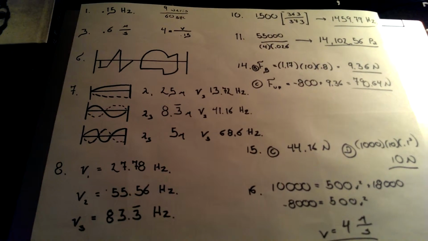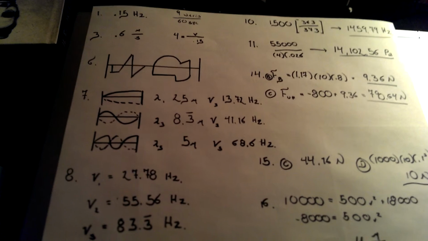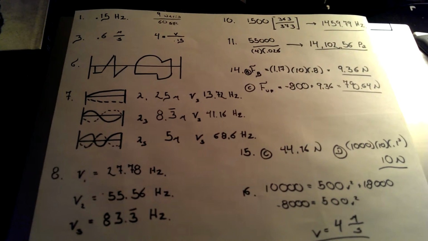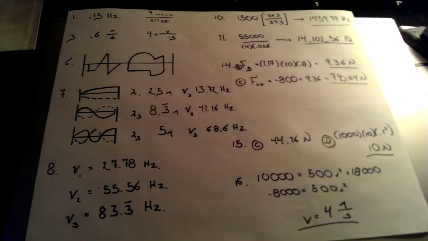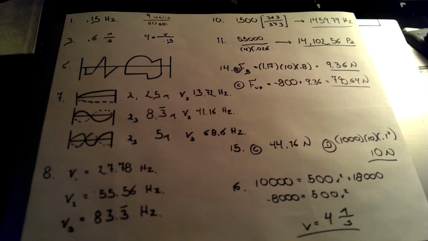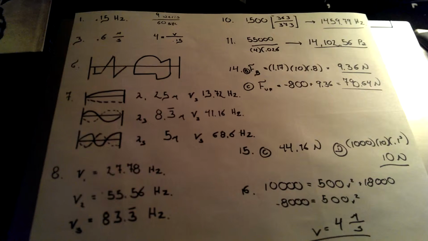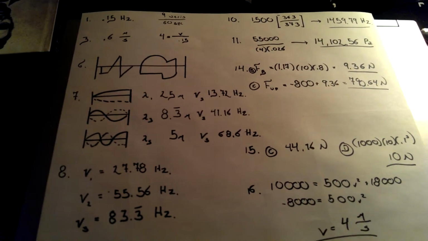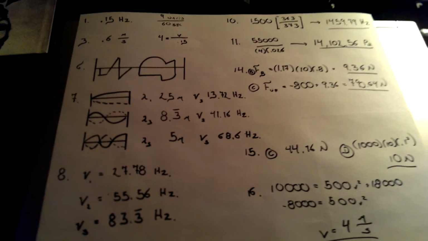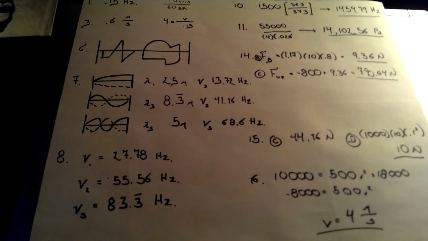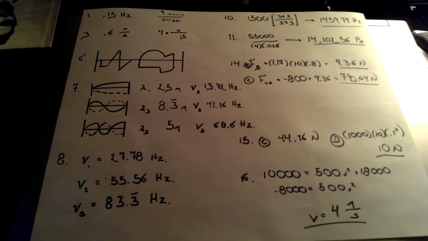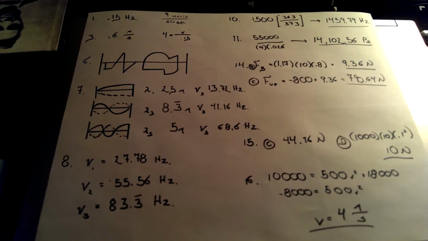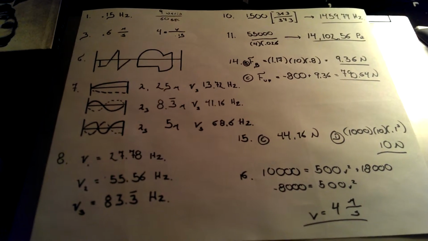The wavelength is based on the length, which is 6.25 meters. So for the first wavelength, we have 4L. So 4 times 6.25 is 25 meters. For the next one, you have 4L over 3. So again, we have 25 over 3 is 8.3 repeating. And for the last one, we have 4L over 5. So we have 25 over 5, which you get 5 meters.